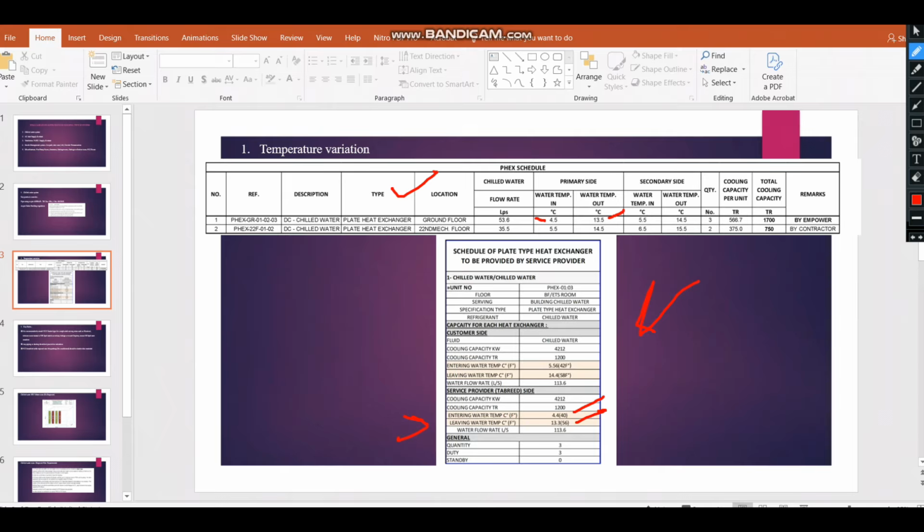For example, the incoming temperature is 4.5 and 13.5. This is the incoming temperature from the Empower. So in the Dubai side, when it comes to the secondary side, you can see there will be at least 1 degree increase in temperature. For example, here it is 4.5, which means on the secondary side it will be 5.5. 13.5 means it will be 14.5. So 1 degree increase in temperature must be there.